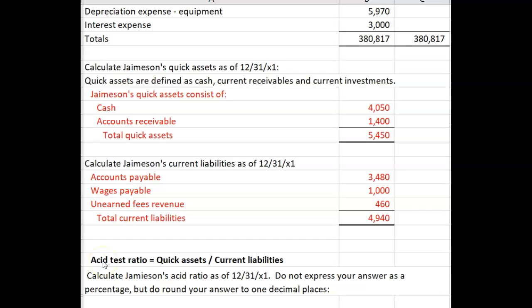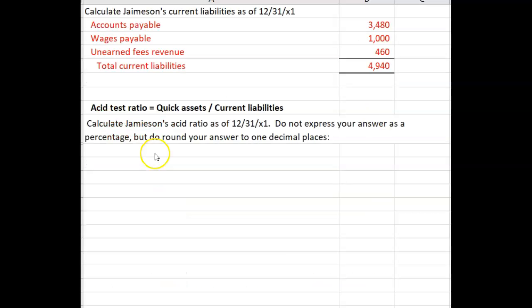Now remember, the acid test ratio is calculated as quick assets divided by current liabilities. So using this information, please calculate Jamison's acid test ratio as of 12/31/X1. Do not express your answer as a percentage, but do round your answer to 1 decimal place. So do your calculation and then start the video again to check your answer.